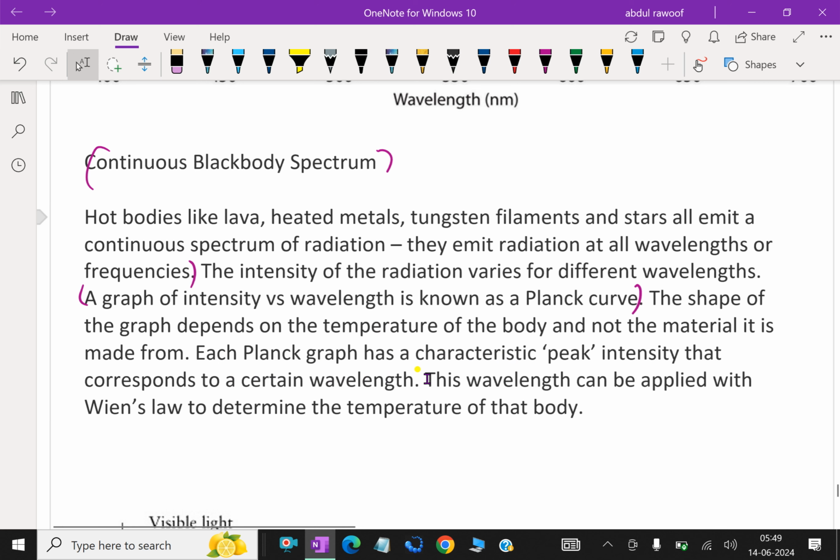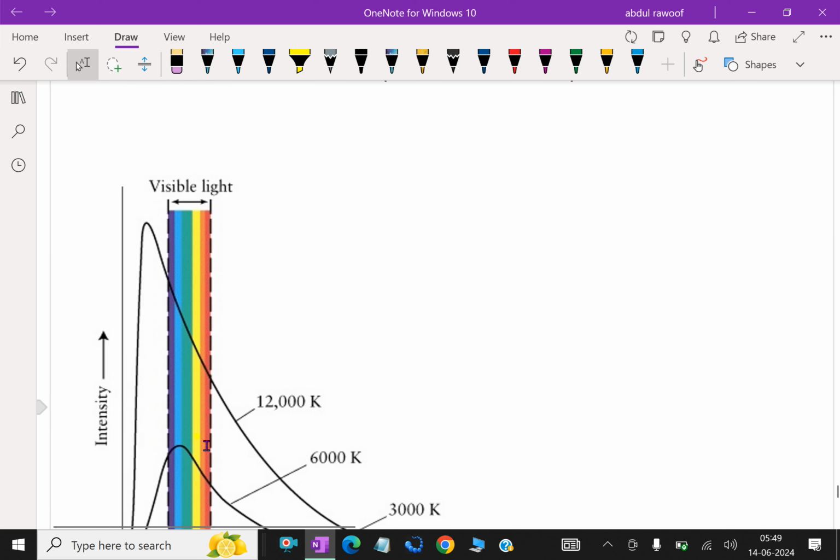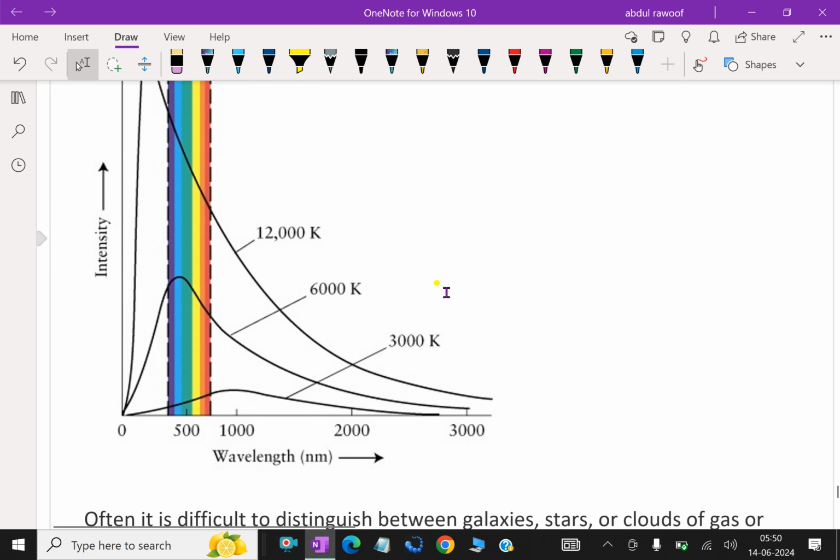Each Planck graph has a characteristic peak intensity that corresponds to a certain wavelength. This wavelength can be applied with Wien's law to determine the temperature of that body. Here, this is the visible light shown in this graph. The wavelength is near 500 nanometers. Look here: the intensity rises to an extreme level and then comes back down to lower intensities at some temperature. Here, look at the different curves. Each has its own peak point.